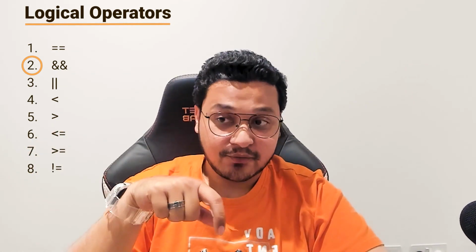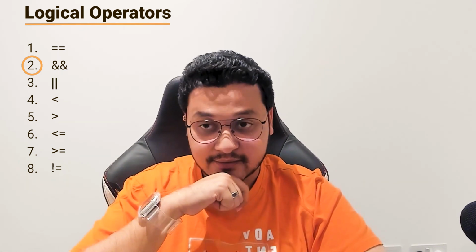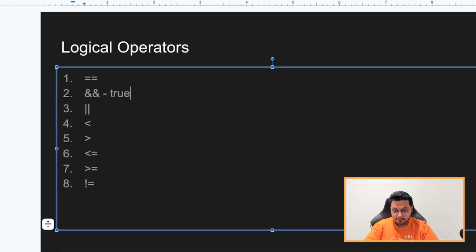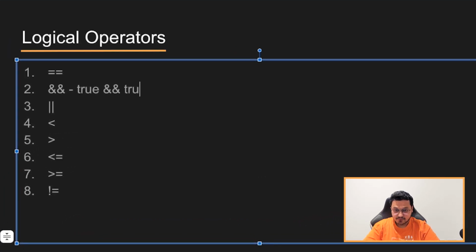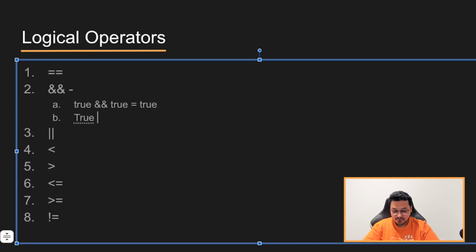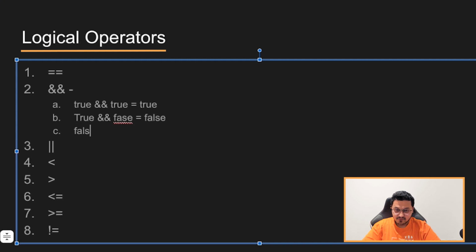So this is very important to note down when you're using an AND operator. Let me show it here. So true and true is equal to true, let me write it like this. True and false is equal to false, and false and false is equal to false. So, true and true is true, true and false is false, and false and false is obviously false, right?